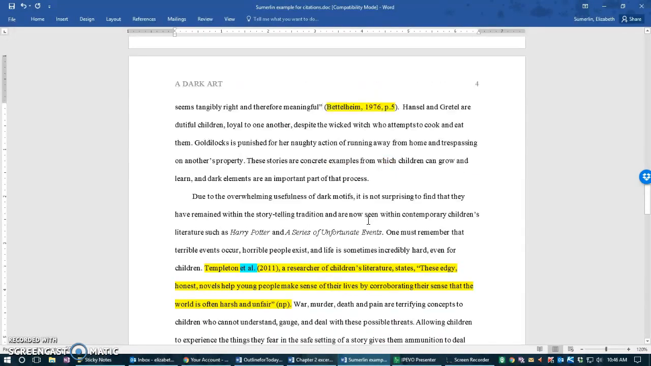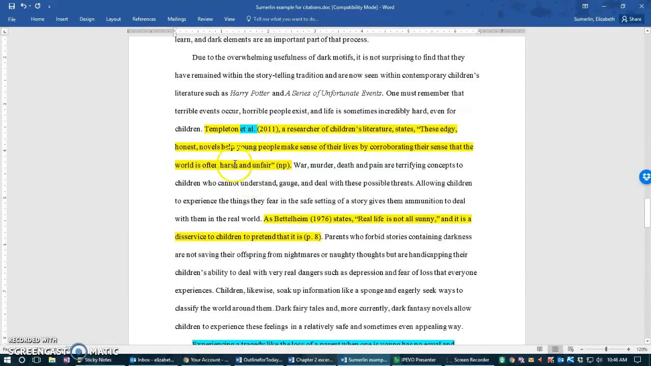All right, let's scroll along. All right, here's another good example. Templeton et al. Some of you are using the et al, but here's what the et al means. Et al means and everyone else. You use et al when you have three or more authors. So if you have one author, no et al. Two authors, no et al. Three authors, no et al. More than three, et al.